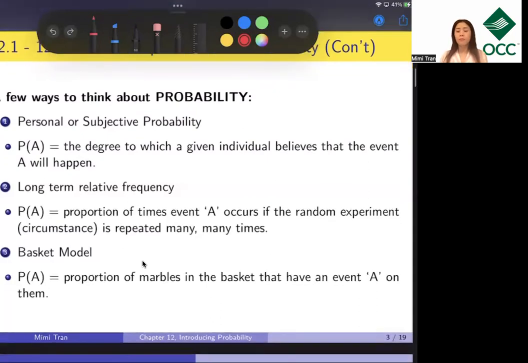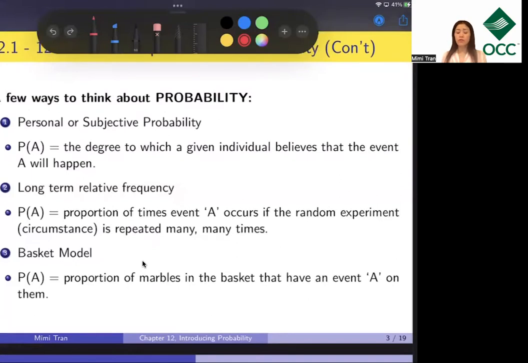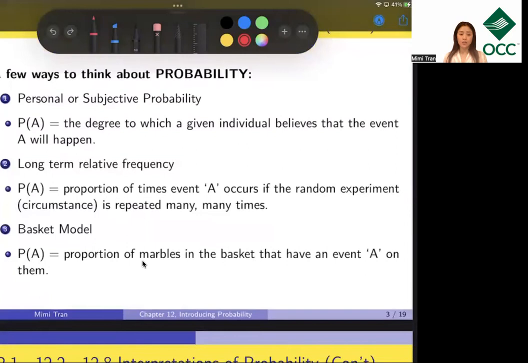Okay. Next, long-term relative frequencies. This applies to things like stocks, right? Where P of A, again, the probability of some event, A is the event and P means probability, so P of A is the probability of some event. It is the proportion or probability of times event A occurs if the random experiment is repeated many times.